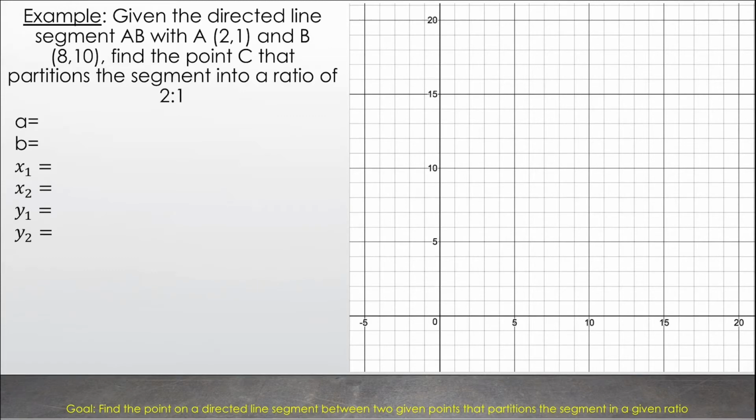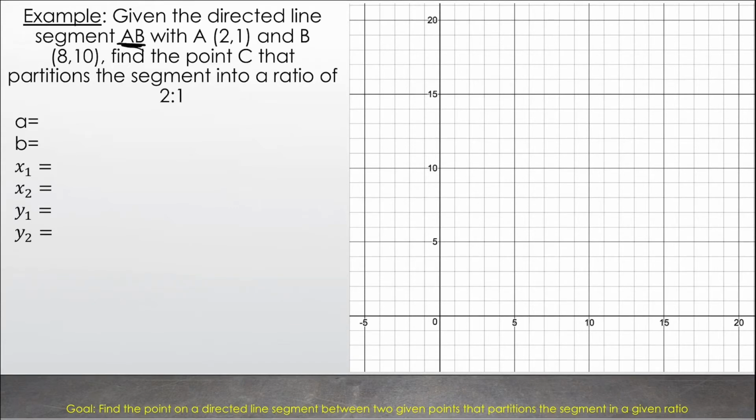So let's look at this. Here's my example. Given the directed line segment AB, with A being at the point 2, 1, and B being at the point 8, 10, find the point C that partitions the segment into a ratio of 2 to 1. So here's my important thing. I know that I have AB.